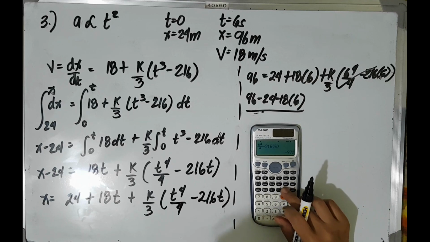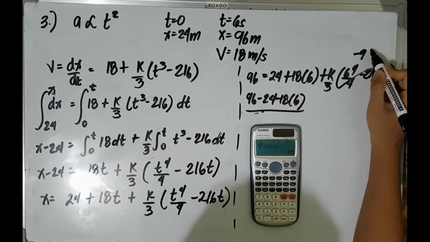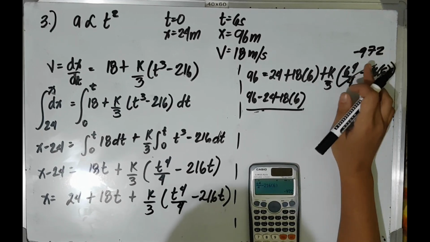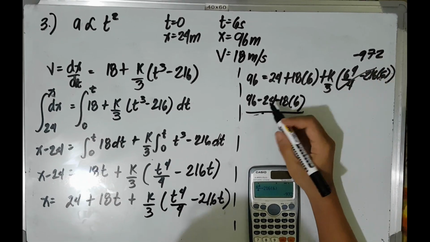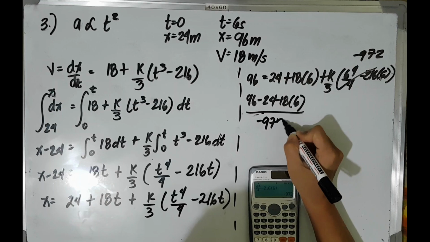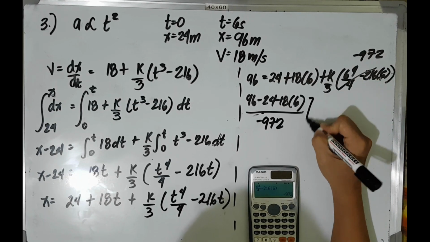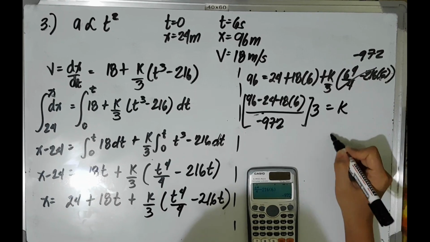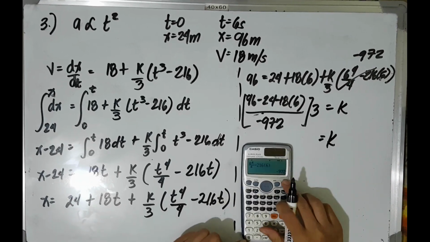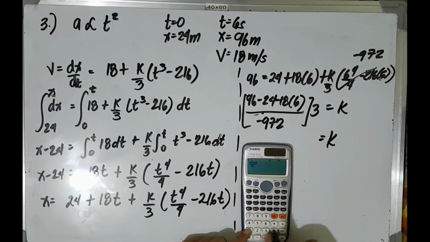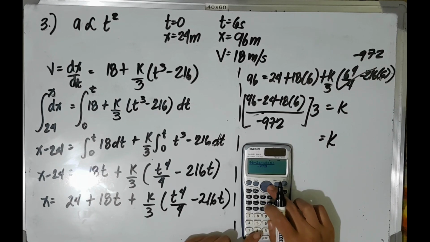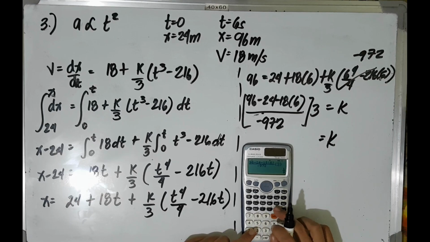So this is negative 972. So transpose negative 972, multiplied by 3, is equal to k. Therefore, the value of k is equal to 1 all over 9.